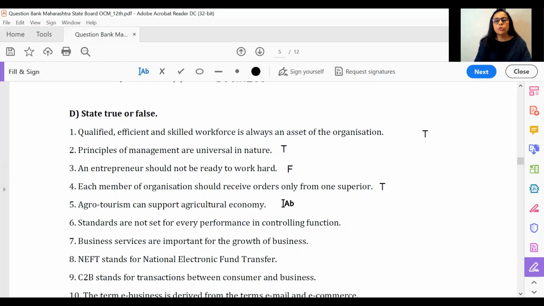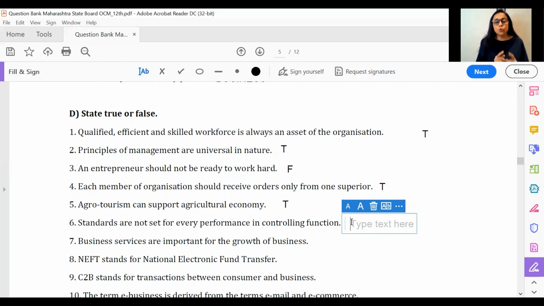Agro-tourism is a support to the agricultural economy. We also saw rural tourism, yet again a true sentence. Standards are not set for every performance in controlling function. Last function in management, controlling function, is setting up a standard, comparing the actual performance with the standard, and taking action, taking steps if there is any deviation. All right, taking corrective steps. Somehow they missed out this important objective here.